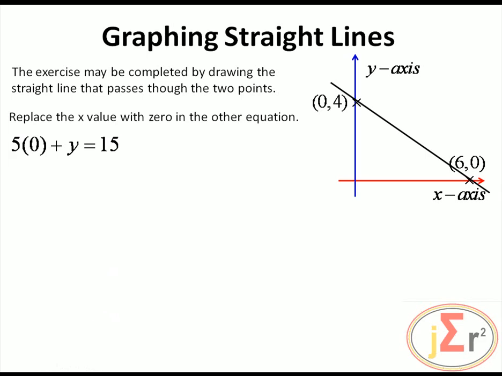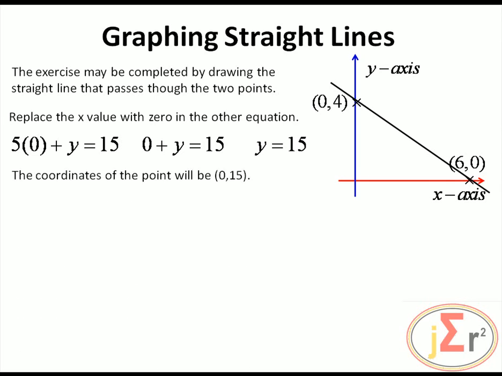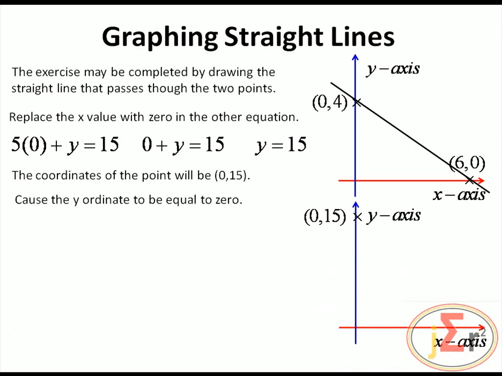So 5 times 0 is 0, so all we have is y is equal to 15. So we are going to put on a graph where y is equal to 15. So there we have it. And then we are going to cause the y ordinate to be equal to 0 also. So that is what we are going to have. And 5x plus 0 is going to be equal to 15. So 5x is equal to 15, x is equal to 3.